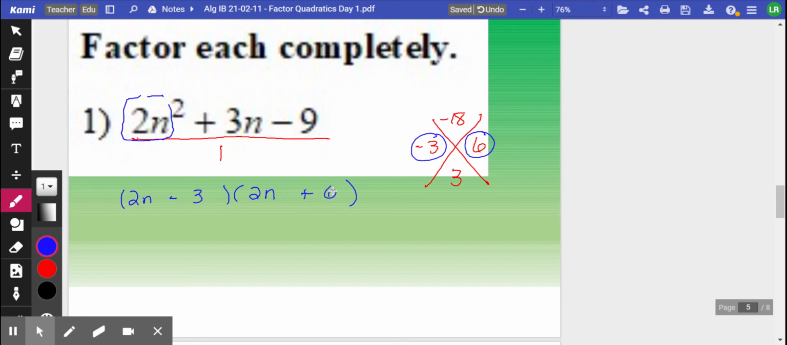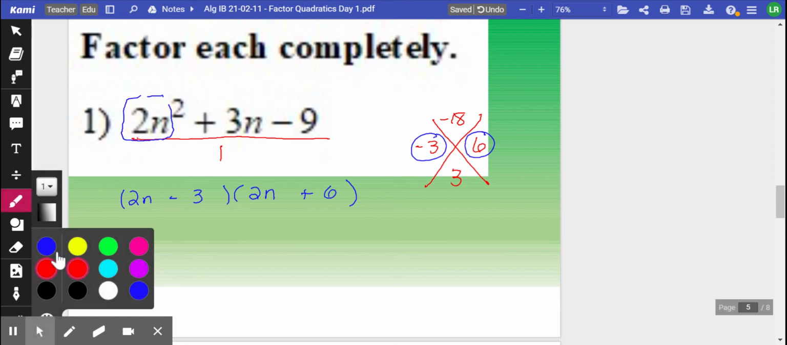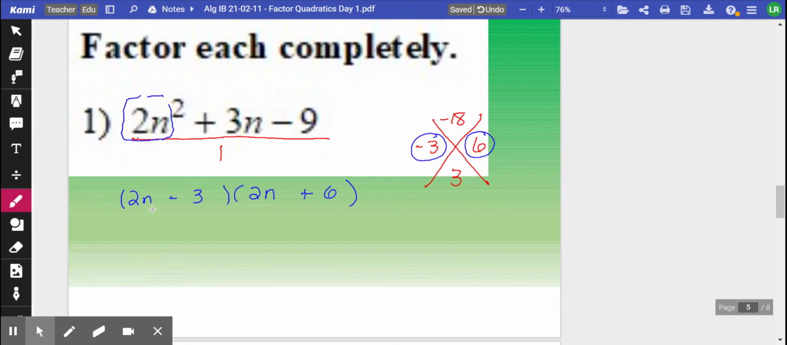And now let's look at what can I divide out. So the first one, 2 and 3 can only divide out a 1. 2 and 6, I can divide those both by 2. And if I did this correctly, 1 times 2 is 2. Okay, that should happen every time.